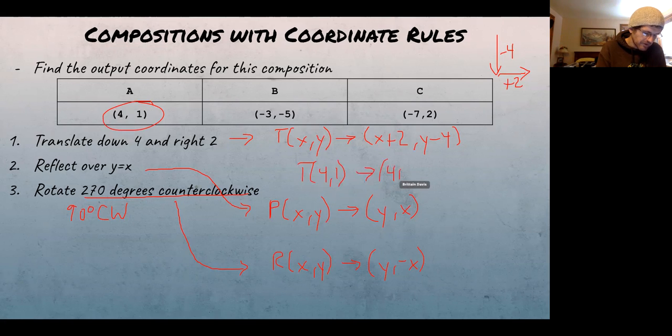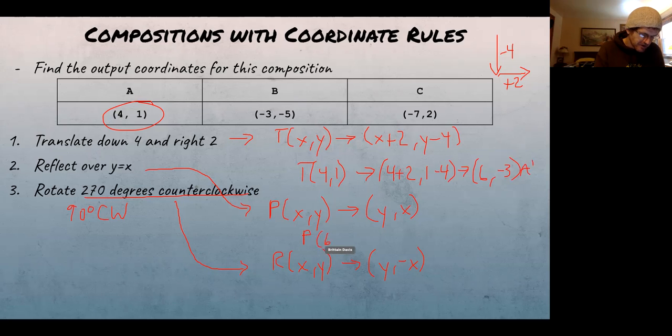That's going to be 4 plus 2, 1 minus 4. Notice I plugged the x and the y in for their respective values. So I'm going to get 6, negative 3. Now I'm going to take this. This is A prime. I'm going to plug that into the next function, next coordinate rule.